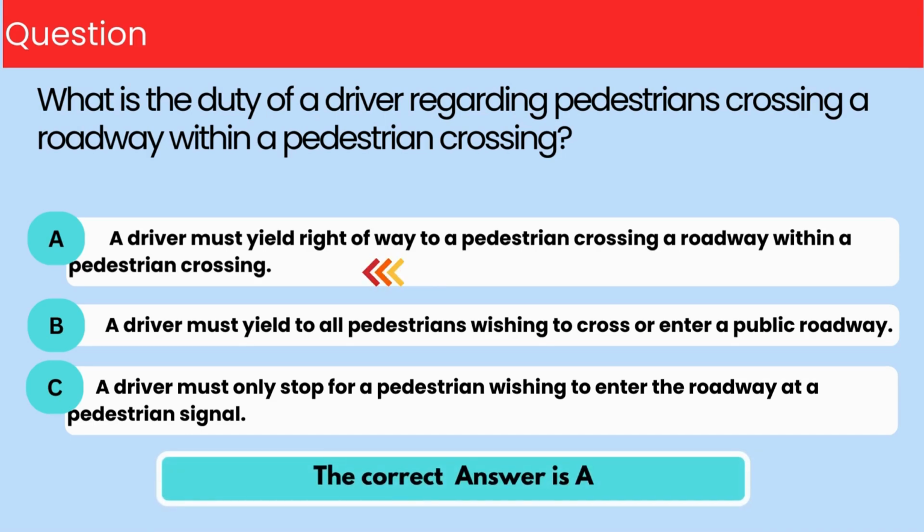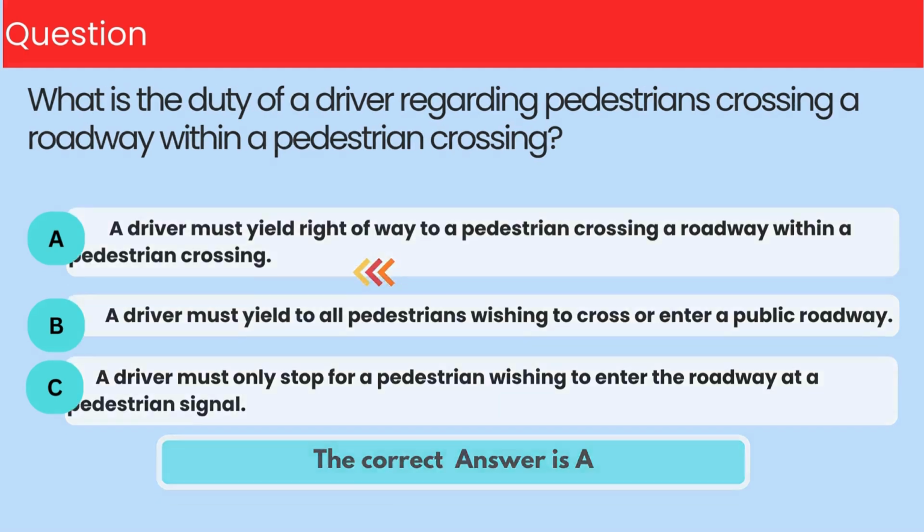The correct answer is A. A driver must yield right-of-way to a pedestrian crossing a roadway within a pedestrian crossing by stopping or slowing down to allow pedestrians already within a designated pedestrian crossing to safely cross the roadway. This rule ensures pedestrian safety and prevents accidents by giving them priority in marked crossing zones.